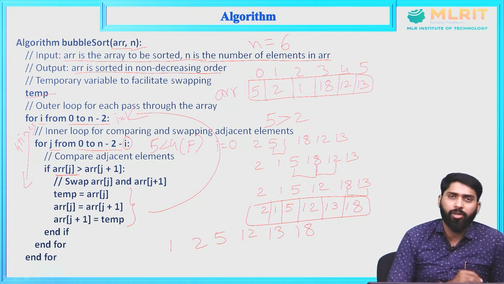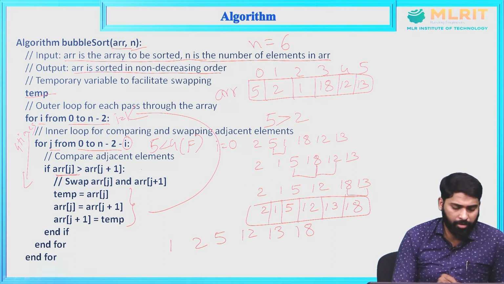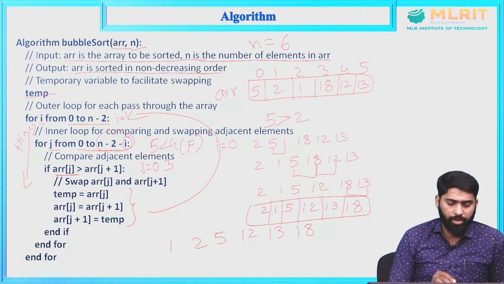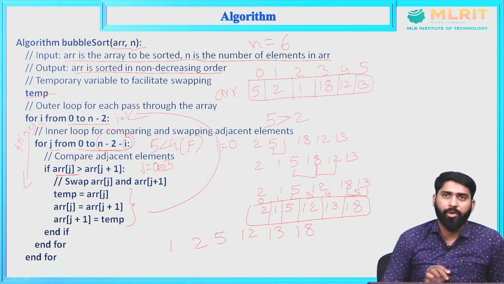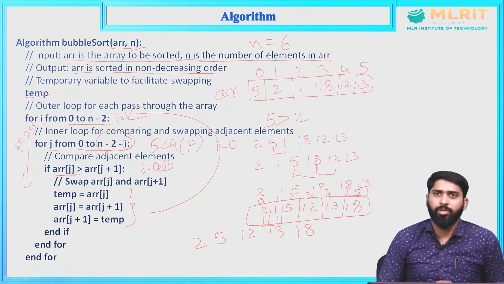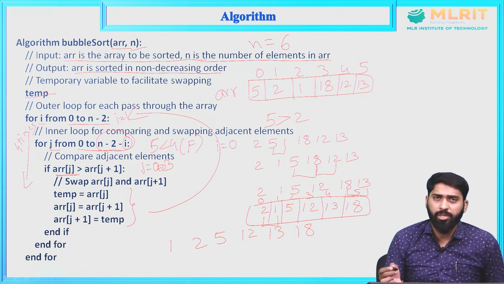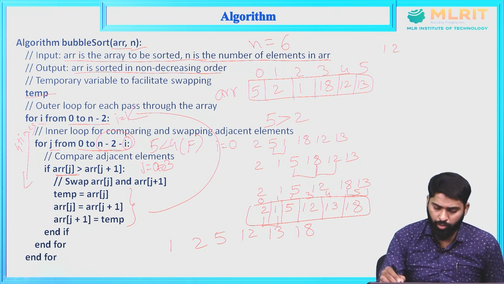Again we enter into the loop. Again the j value equals 0. Now n minus 2 minus 1 means 3 now. 0 to 3: 0, 1, 2, 3. Now again you compare 2 and 1. So 2 is greater than 1. So swap. So 1, 2, 5, 12, 13, 18.